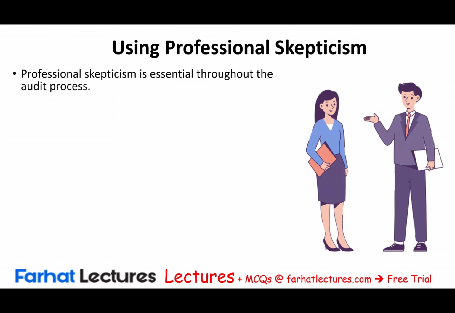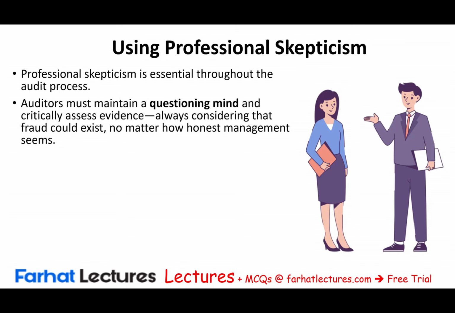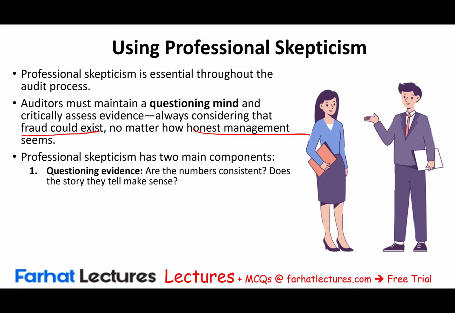So using professional judgment, professional skepticism is something that you have to use throughout the audit. It means a questioning mind. You are looking at things from an investigative perspective. You're looking at it and you're questioning the numbers, the figures, what's presented to you. So the auditor must maintain a questioning mind and critically assess evidence, always considering that fraud could exist no matter how honest management seems. Now you don't accuse management of anything. You just ask questions. You verify the information that they're giving you. So professional skepticism has two main components, and those are questioning evidence.